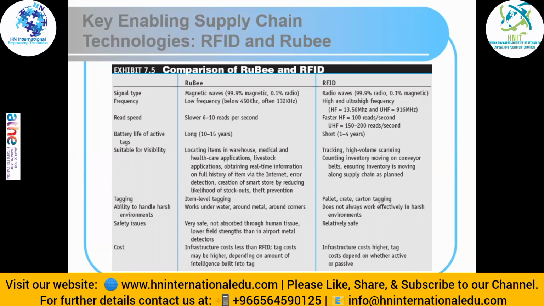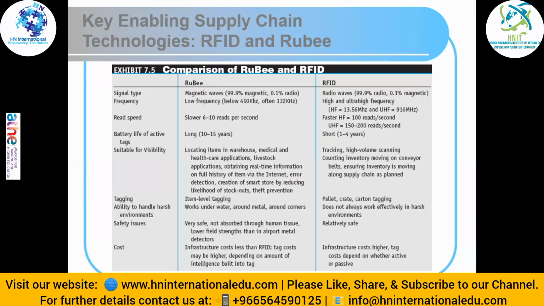Ruby has magnetic waves and radio waves, and RFID has radio waves. Ruby has low frequency, RFID has high frequency. Ruby has slower speed, and RFID has higher speed. Ruby has more battery life, RFID has short battery life. It's not long lasting.